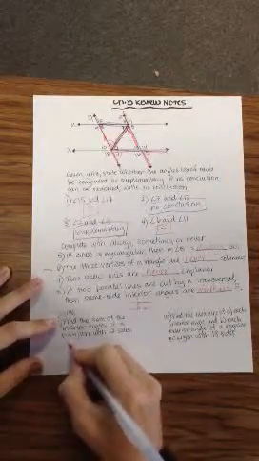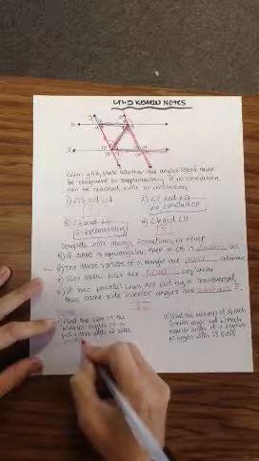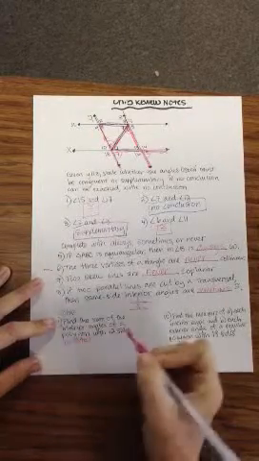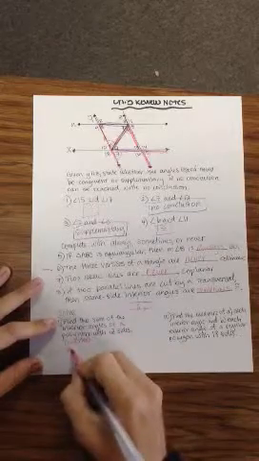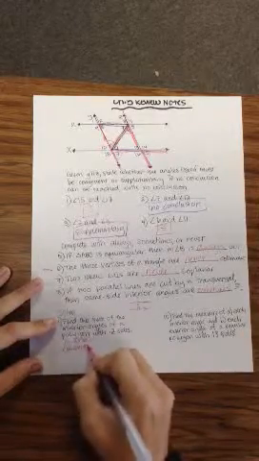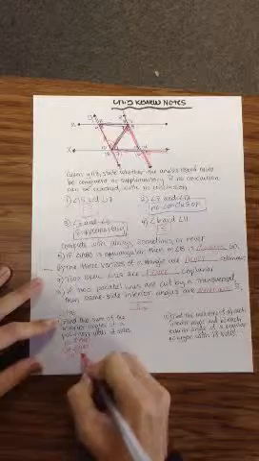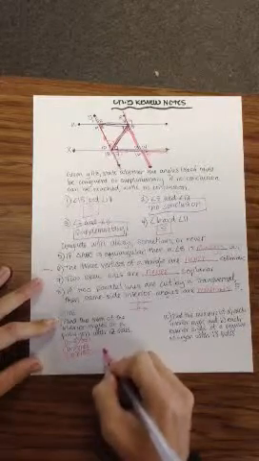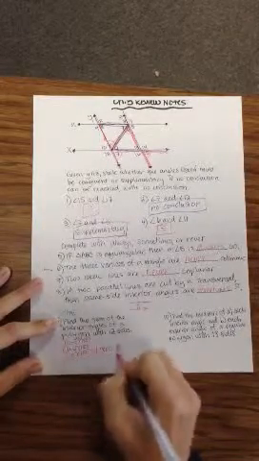Okay, 9 wants us to find the sum of the interior angles of a polygon with 12 sides. So we use our formula, n minus 2 times 180. So in this case, n is 12 because of the 12 sides, so 12 minus 2 times 180, so 10 times 180 is going to come out as 1,800.